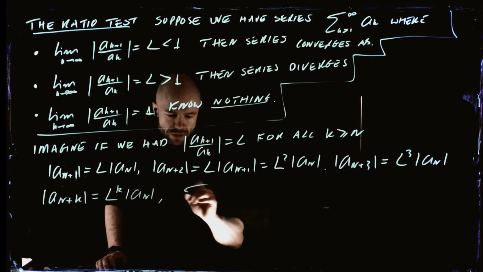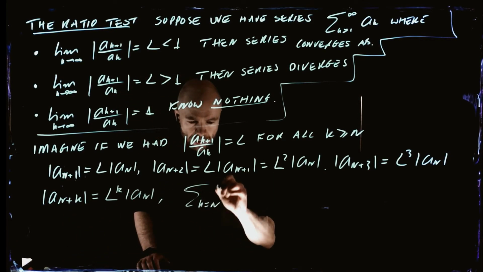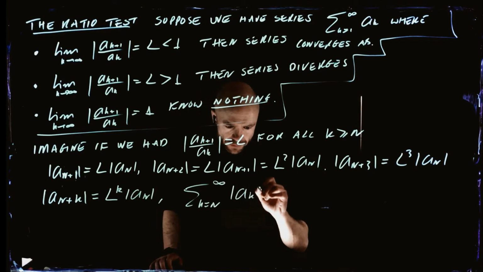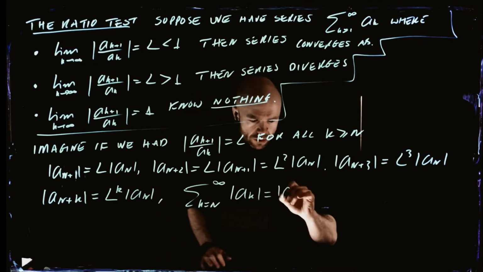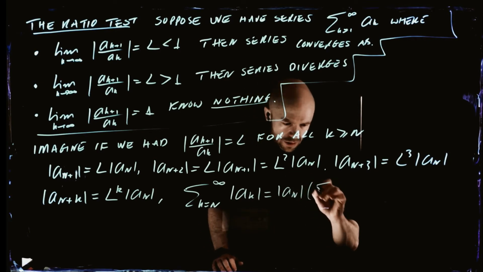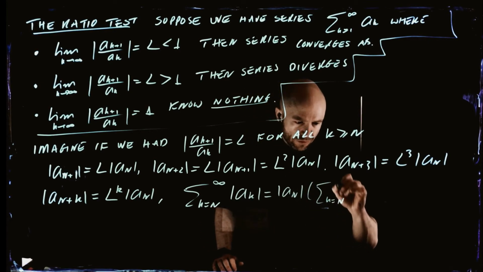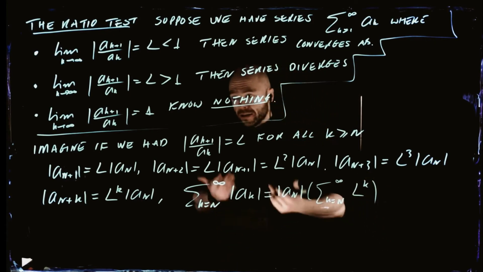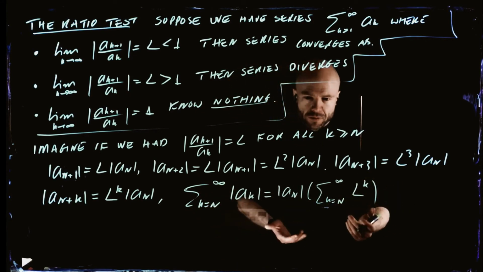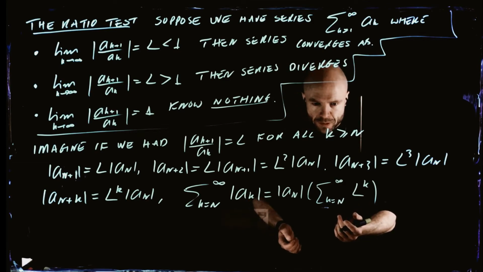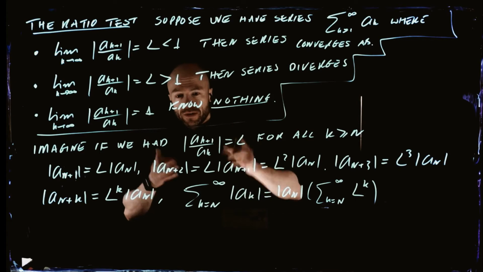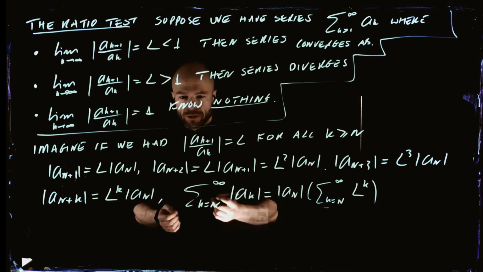And therefore, if we just summed from k equals N to infinity of the absolute value of these terms, this would just be equal to a_N times the sum from k equals N to infinity of L to the k. And if L is some number less than 1, it's a geometric series that converges. So if we had this, then it's definitely true that L being less than 1 implies it converges. But we don't have this.